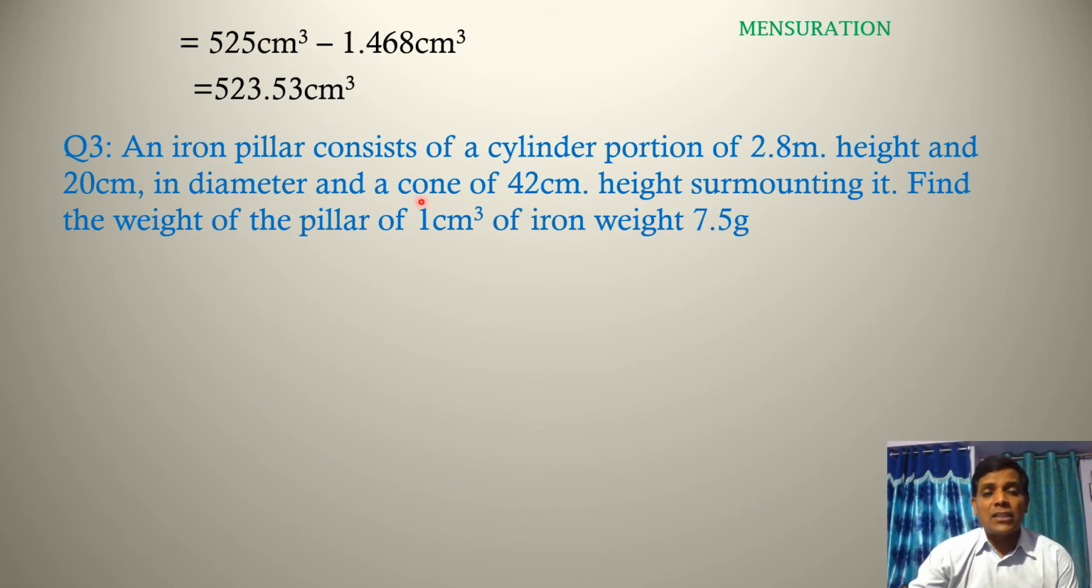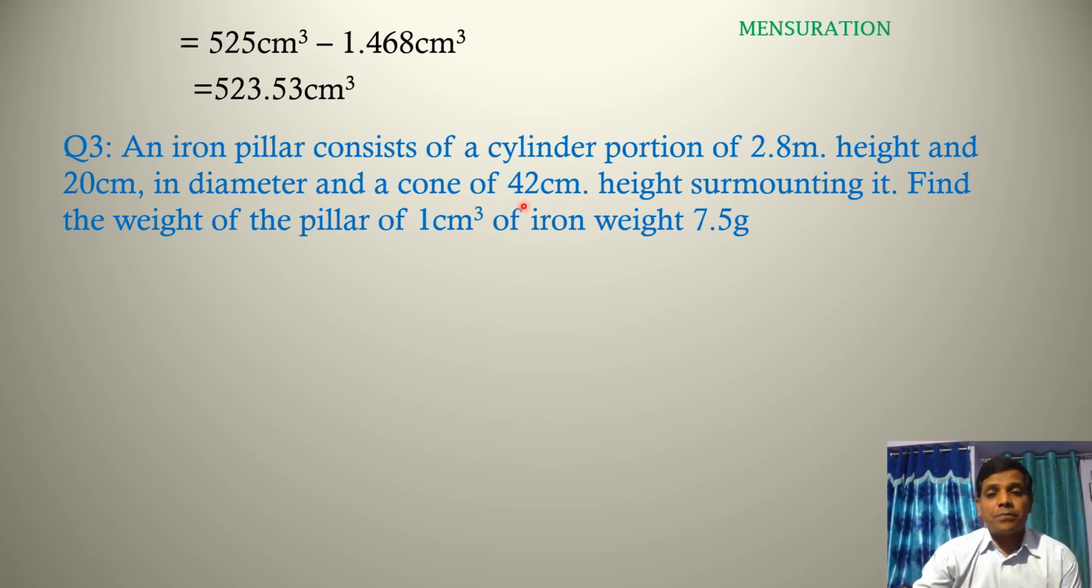So what is given data? The given solids here are a cylinder and a cone. The data: 2.8 meters height and 20 centimeters diameter. Observe one thing: here one unit is meters and another one is centimeters. You have to convert into meters or centimeters, that's your wish. And the cone has 42 centimeters height. Cone height equals 42 centimeters.